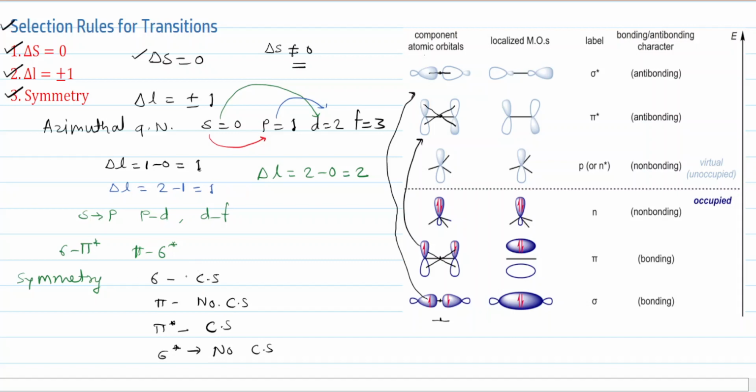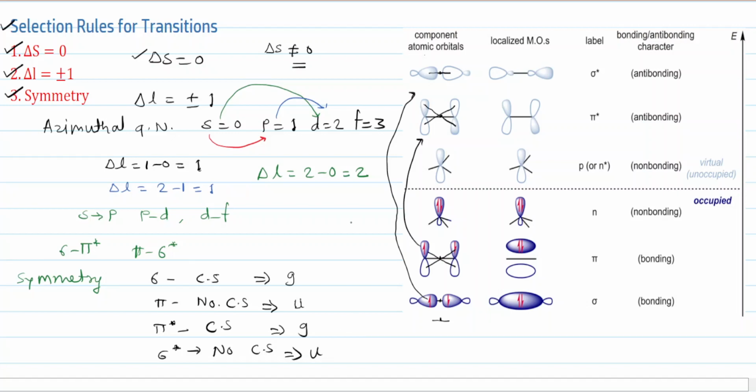When the orbital possesses center of symmetry, that orbital is called gerade. If the orbital doesn't possess a center of symmetry, that orbital is called ungerade. So in this way, the sigma and pi star are gerade, and pi and sigma star are ungerade.